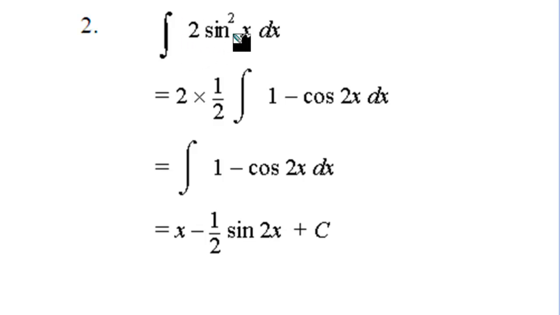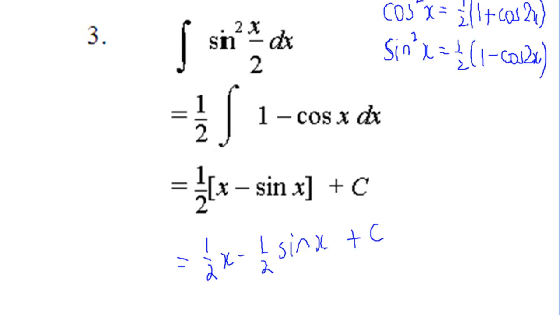Integral of 2 sine squared x: again, we do the same thing. The 2 multiplies by the half, and we've changed sine squared x to a half of 1 minus cos 2x. Integrating, 1 becomes x, and cos 2x becomes a half sine 2x. Don't forget our constant of integration. Next, sine squared of x on 2.